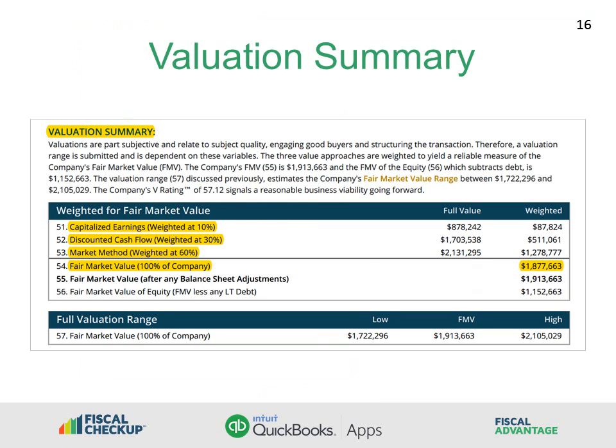The first table weights the values calculated by the different methods in order to arrive at the fair market value of the company. Then the value is adjusted to compensate for the balance sheet adjustments entered previously. Finally, if the company has debt, the debt is deducted to arrive at the fair market value of the equity. A valuation range of plus or minus 10% is then provided.